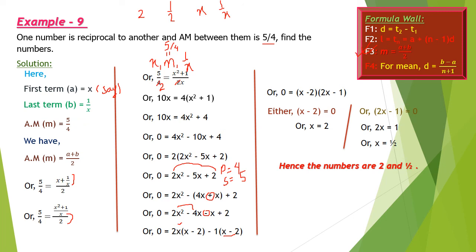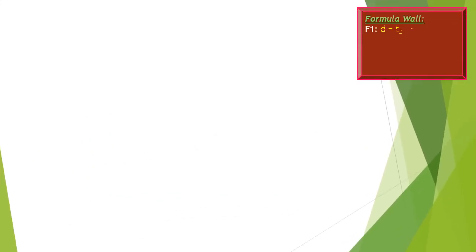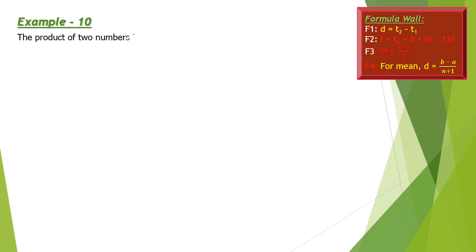Now this concludes our example 9. Example 10. The product of two numbers is 48 and their arithmetic mean is 7. The product of two numbers in arithmetic progression is 48 and the mean is 7, and with their mean there are only three terms, so we are going to apply the formula f3.